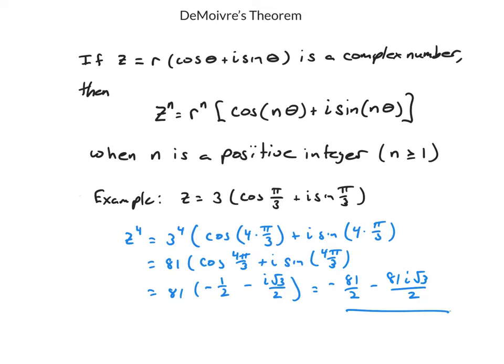So cosine of 4 pi over 3 is negative 1/2. Sine of 4 pi over 3 is negative square root 3 over 2. So in this case, this problem is equal to 81 times the quantity of negative 1/2 minus i square root of 3 over 2. If I distribute the 81 inside, I'll get negative 81 over 2 minus 81 i square root of 3 over 2.